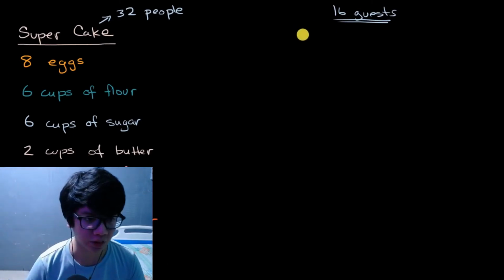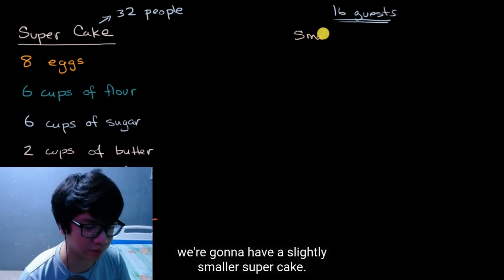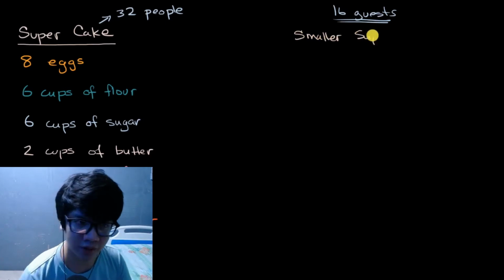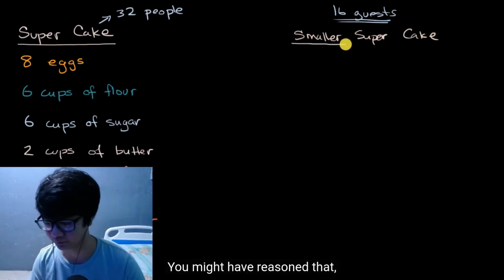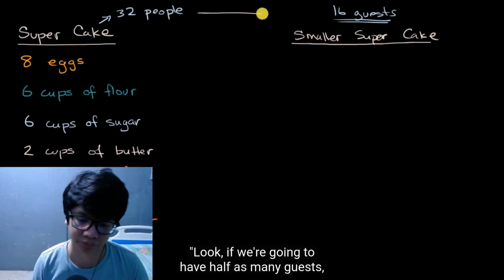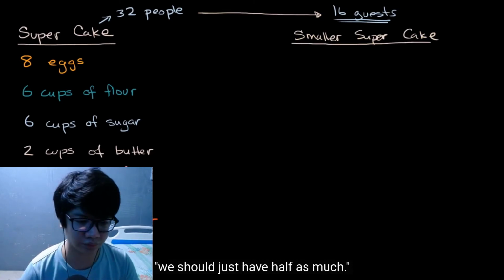All right. So right now we're going to think about a slightly smaller super cake. A smaller, half super cake. And you might have reasoned that, look, if we're going to have half as many guests, then each of the ingredients we should just have half as much. And you would be right.